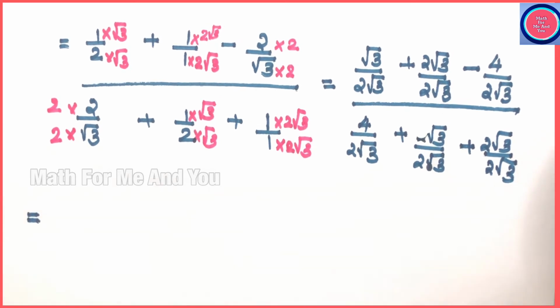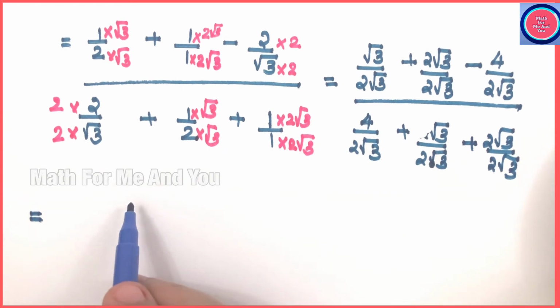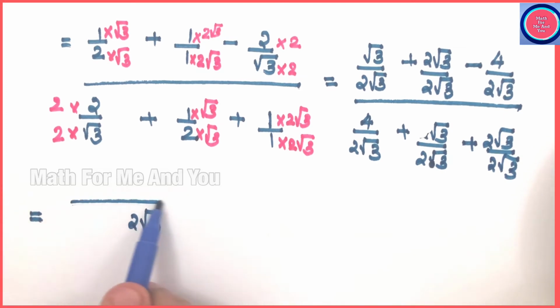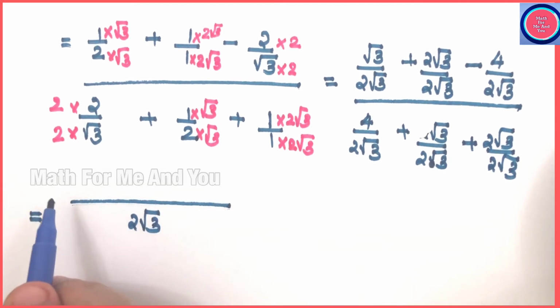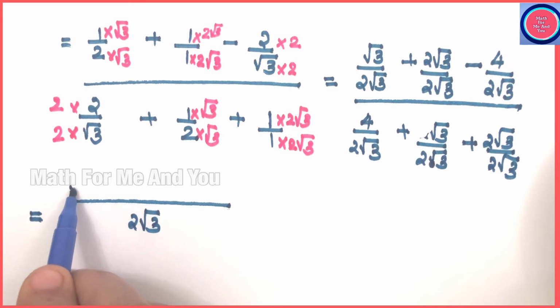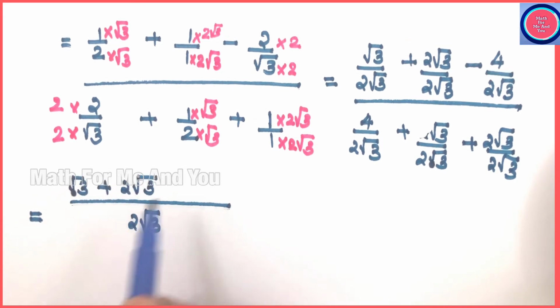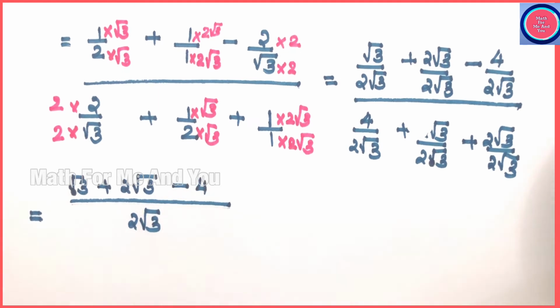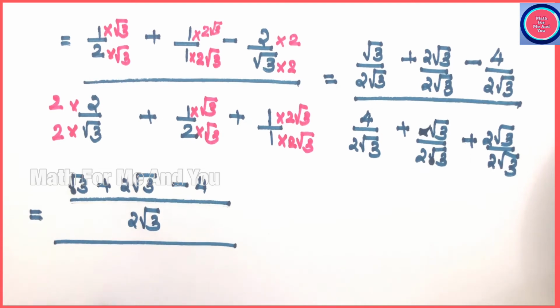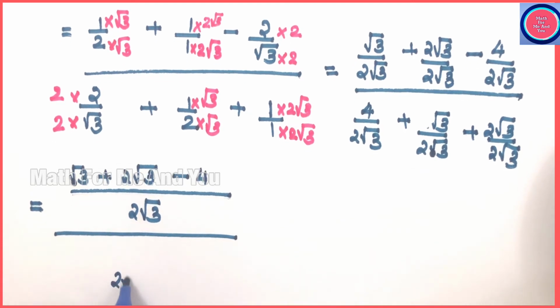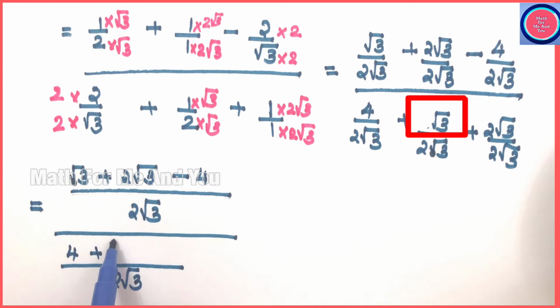For that we have to write down the common denominator first. We are going to write that term, that is 2 root 3 first, and then the numerator we can write: first term is root 3, second term is plus 2 root 3, and the third term is minus 4. Divide by, here also we can write the common denominator first, that is 2 root 3. Then write the numerator. They are 4 plus root 3 plus 2 root 3.